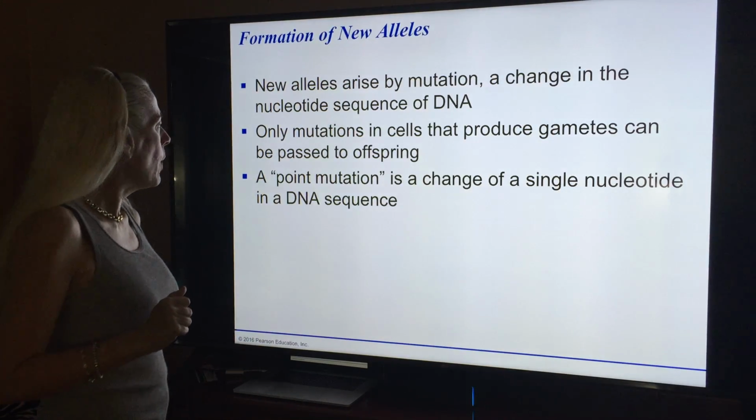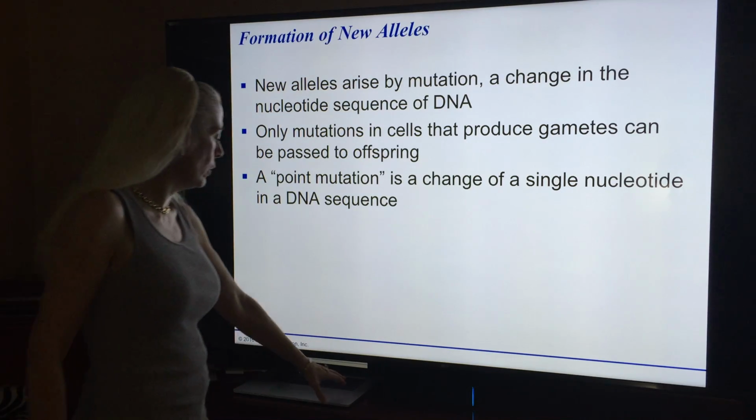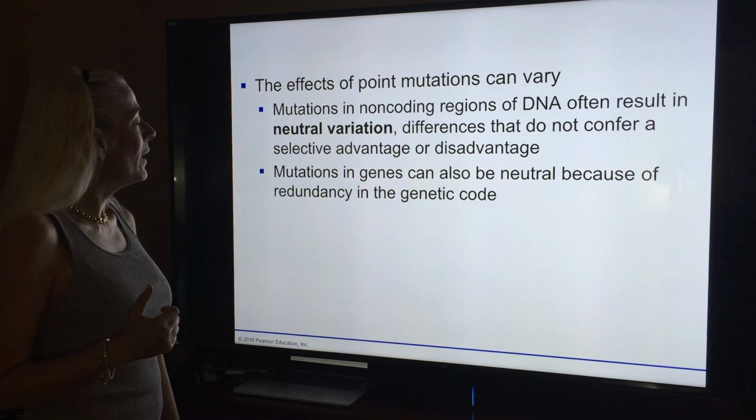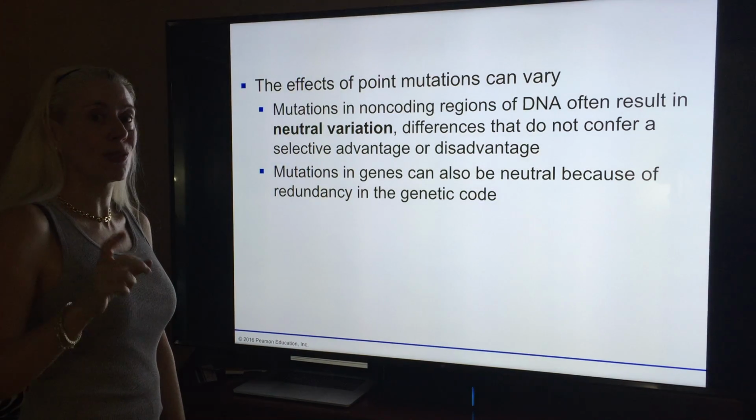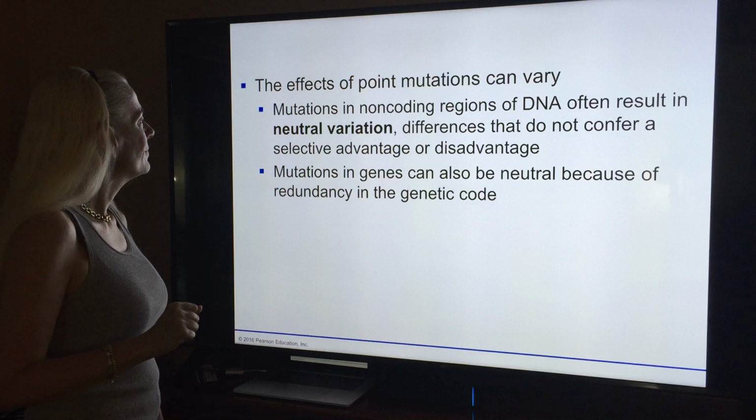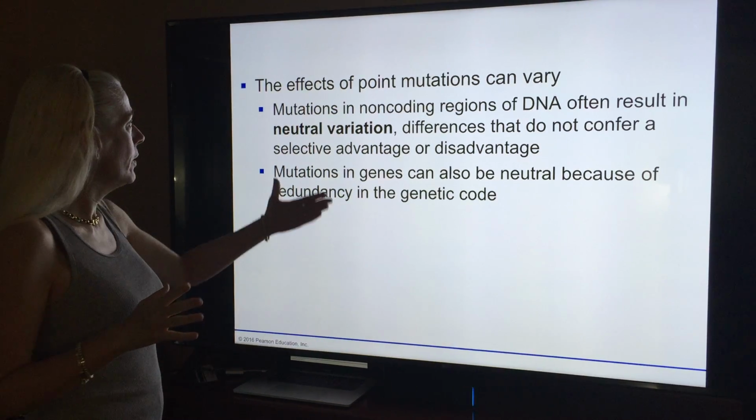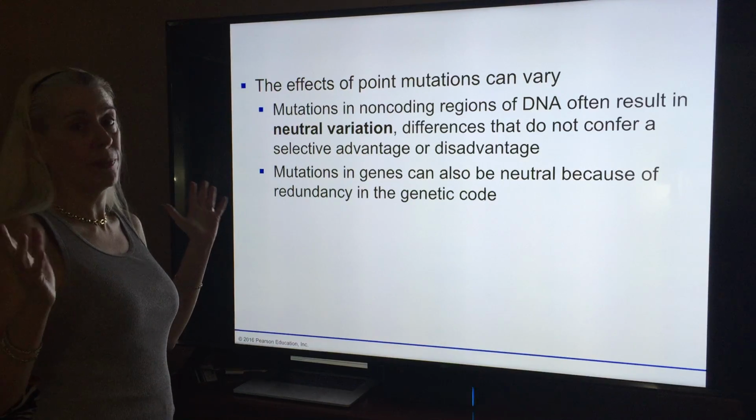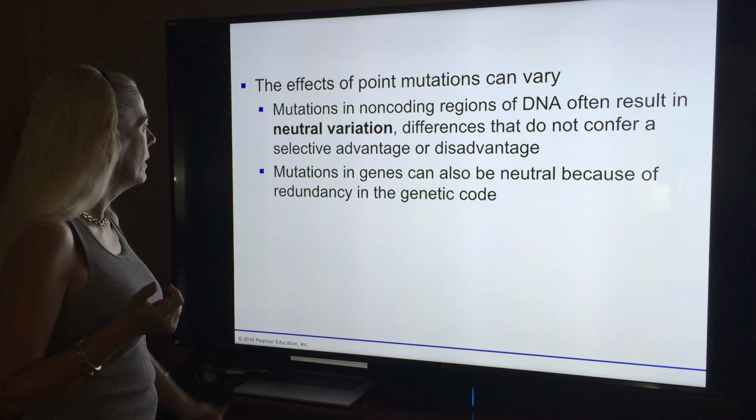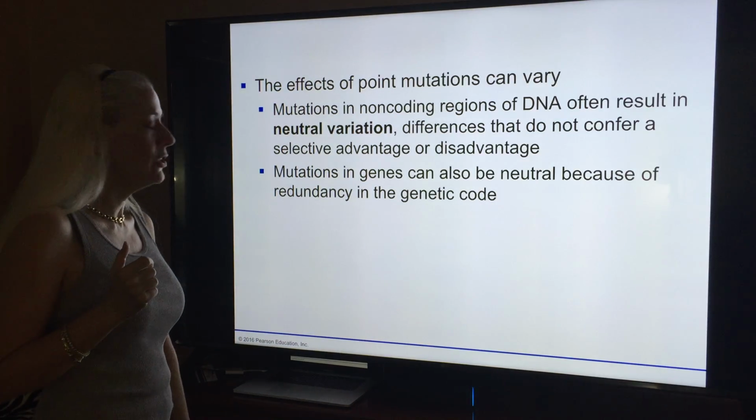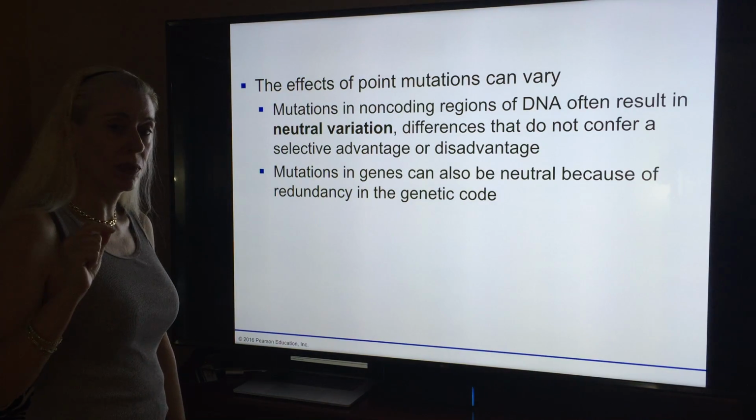No, we're good. Okay. A point mutation is a change in a single nucleotide. Look, this is a bunch of redundancy, so I'm going quickly. The effects of point mutation can vary. Yes, it depends on where it is. So, mutations in non-coding regions often result in neutral variation. It doesn't matter because guess what? It's not coding. Mutations in genes can also be neutral because of redundancy in the genetic code. There we have our wobble.